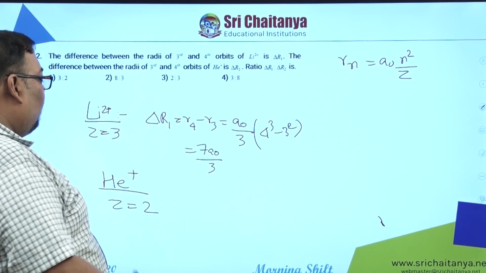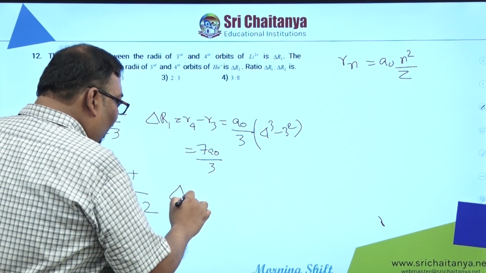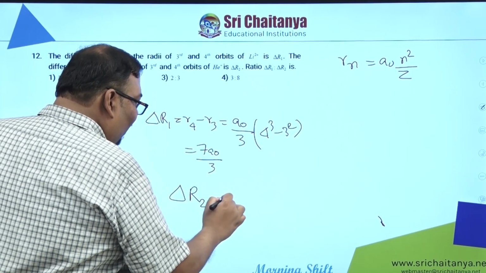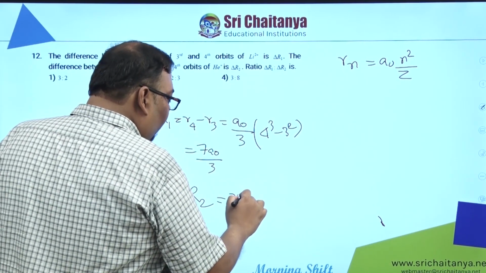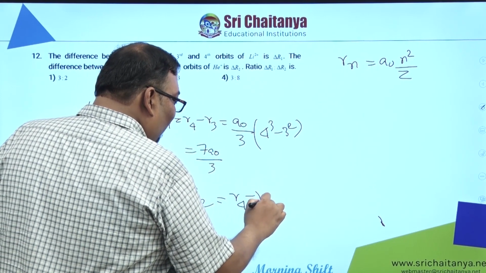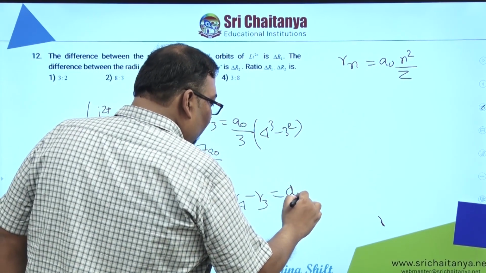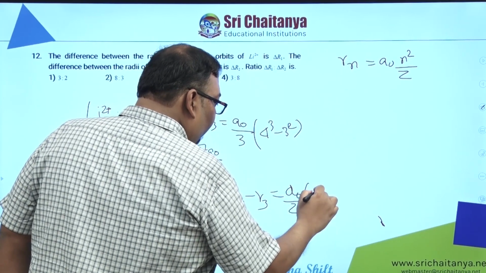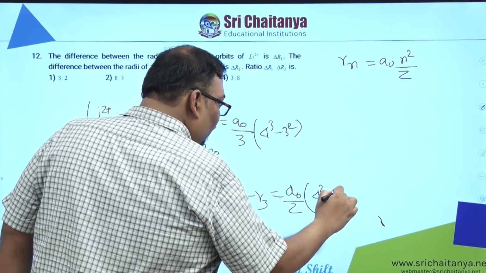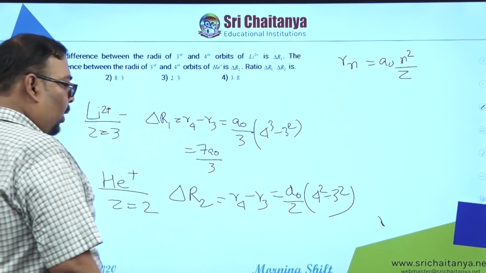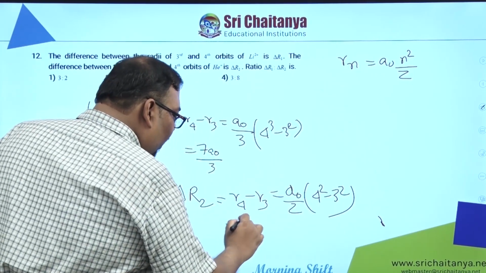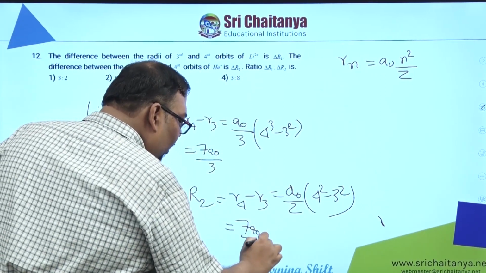Okay, so if you are calculating delta R in this case, it will be again R4 minus R3, but the value of Z will be changing here. So it will be equal to 2 here. So it will be A naught by 2 into 4 square minus 3 square. Okay, so this will be equal to 7 A naught by 2.